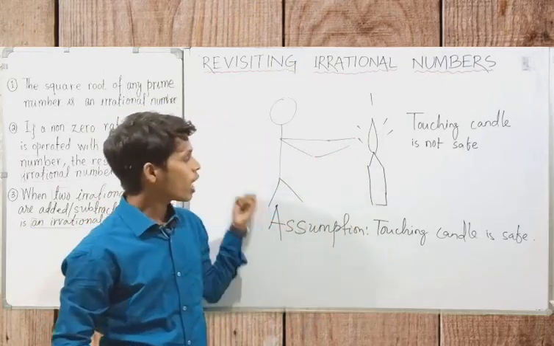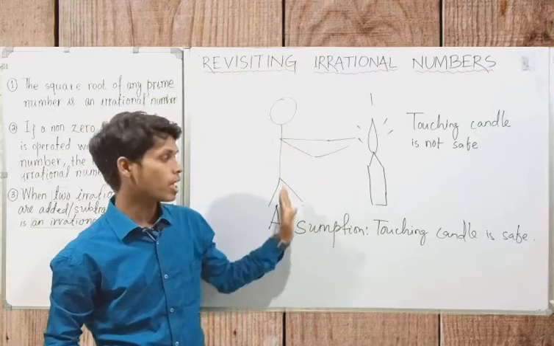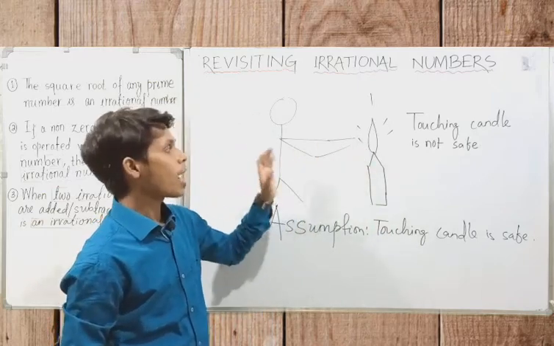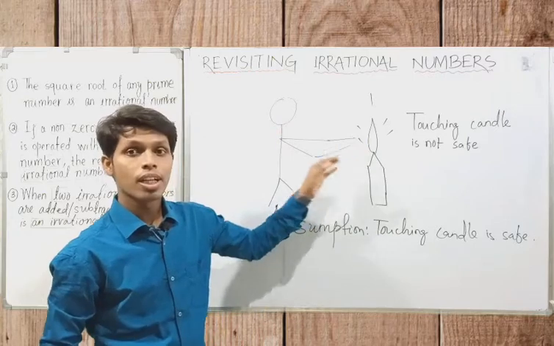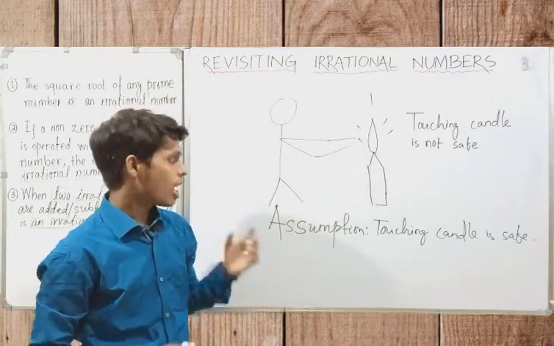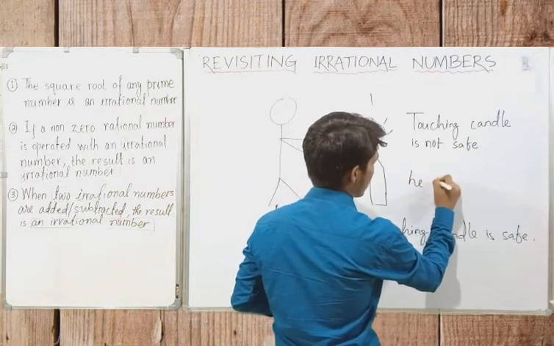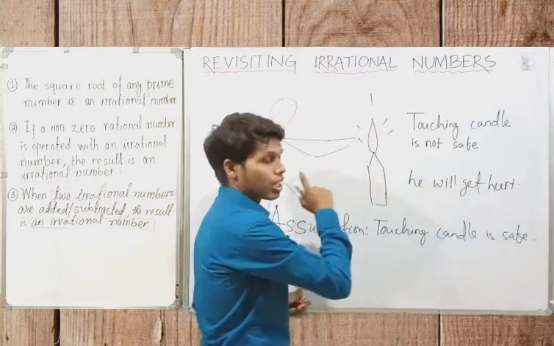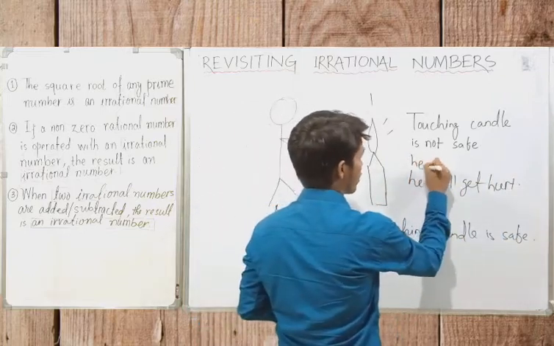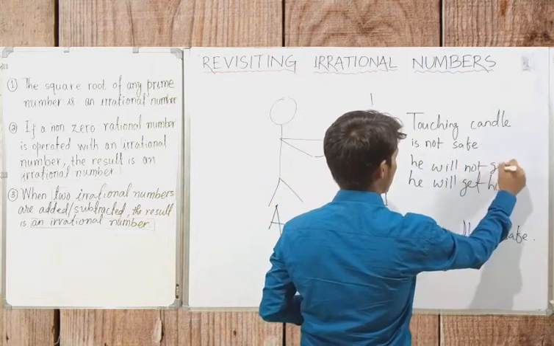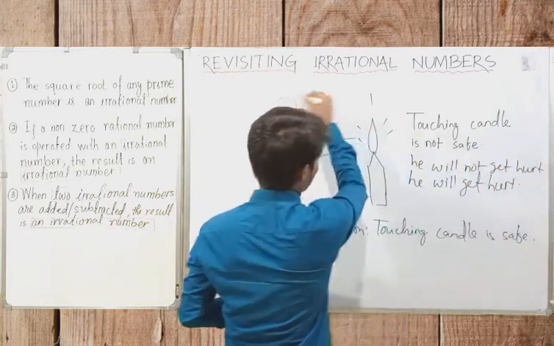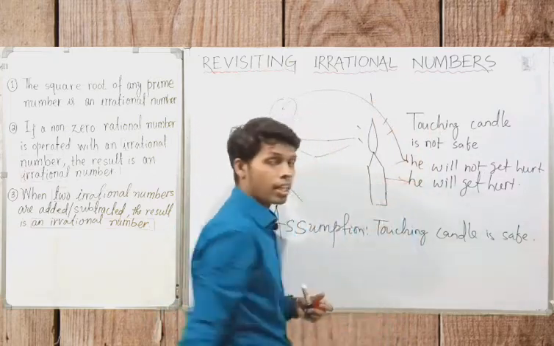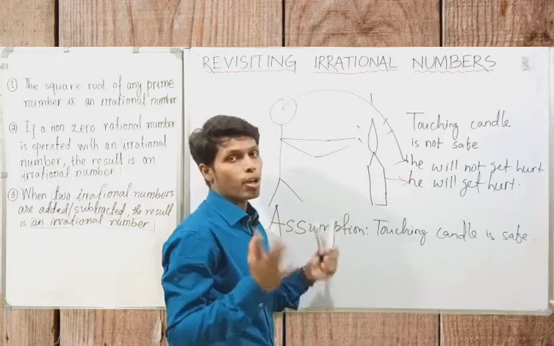Yes, so if you allow him, if you let him do whatever he wants after his assumption, what will he do? He will go for touching the flame, and after he touches the flame, it will burn his hand and he will get hurt. But he was thinking that if he touches the candle, he will never get hurt. In his mind he will not get hurt, but what happens? He gets hurt. So here the contradiction arises.